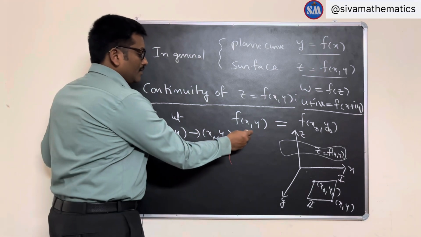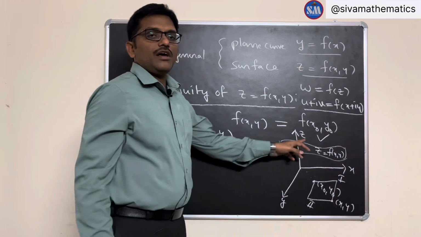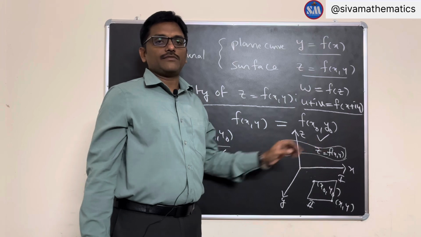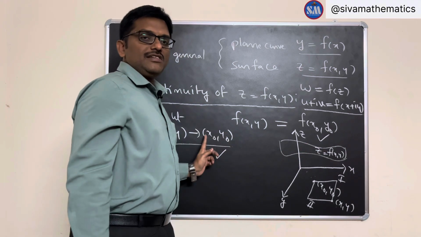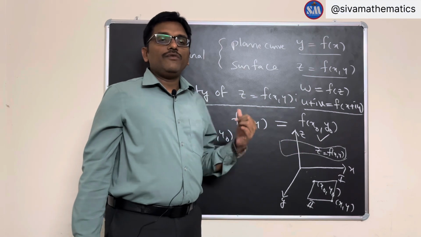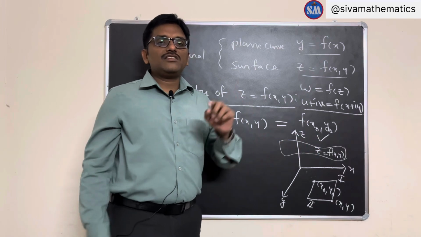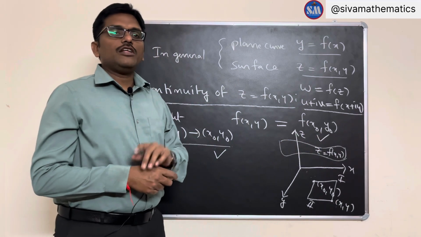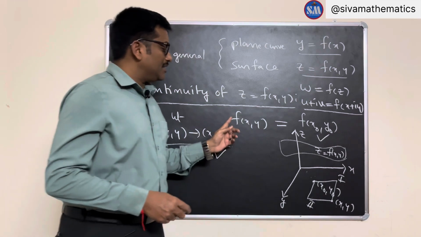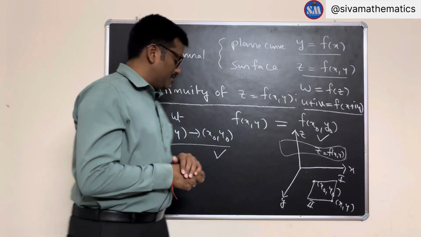Now, if the limit exists and the function value exists, and both are equal, then we say the function is continuous at this point x naught comma y naught. If the limit exists and the function value exists but both are unequal, then the function is said to be discontinuous at this point. This is called discontinuity of the first kind or removable discontinuity. If the limit does not exist, that is discontinuity of the second kind or jump discontinuity.